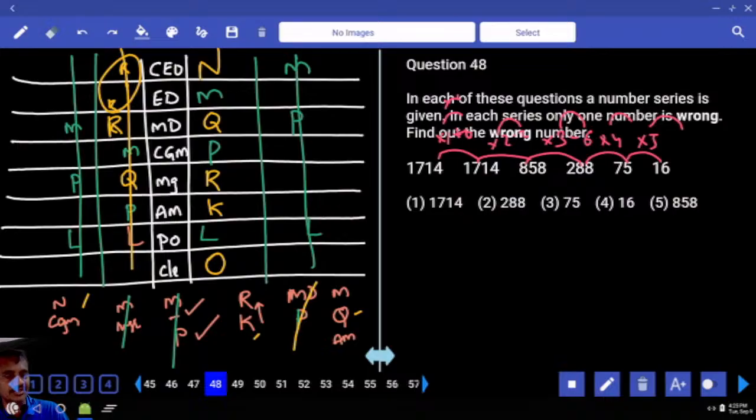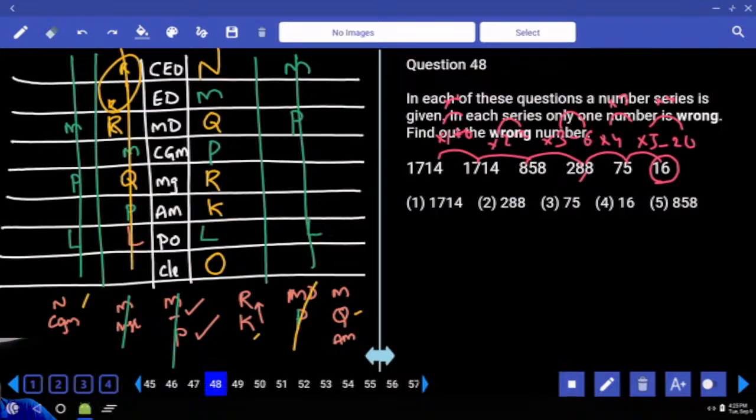858 into 2, then 288 into 3. Now 288 into 4, how much? 75 into 4, how much? 300. 300 minus 12, 288. Then here into 5 minus 5 into 4, 20. Then the number must be how much? Something into 5 must be 20 more, that is 75. Hence this is the wrong number.